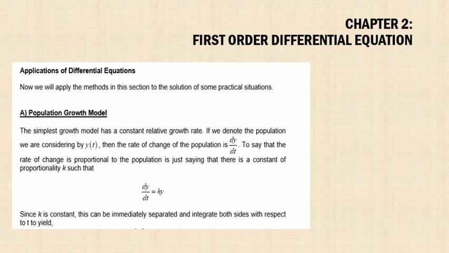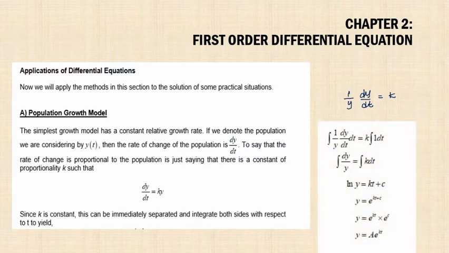Since k is a constant, this can be immediately separated to have 1 over y dy/dt equals k. And then integrate both sides with respect to t to have the integration of 1 over y dy equals the integration of k dt. So we have ln y equals kt plus c as a result of integration.